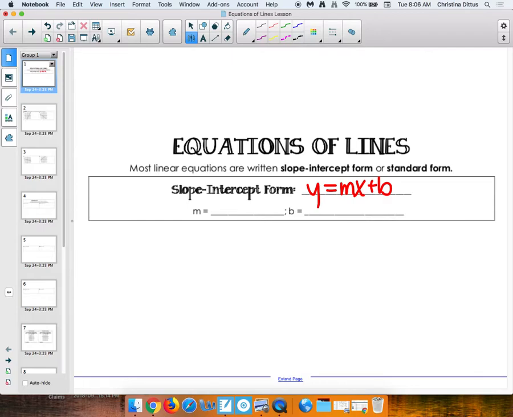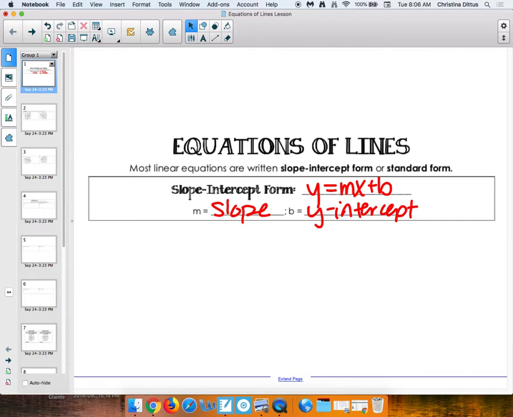What does the M stand for? Slope. What does the B stand for? Intercept, the y-intercept. Why aren't they y's? Because we already have a y in there. Remember, in math we name things weird. Why can't slope be an x? I don't know, it's math that makes sense.